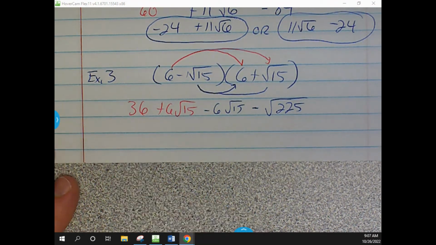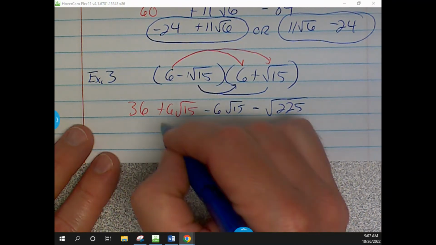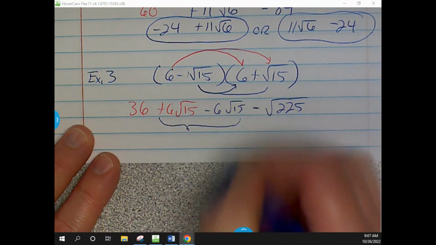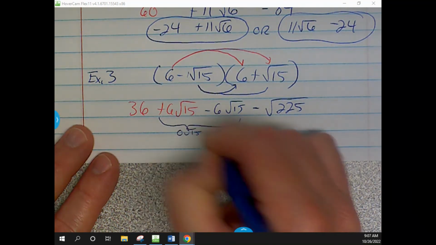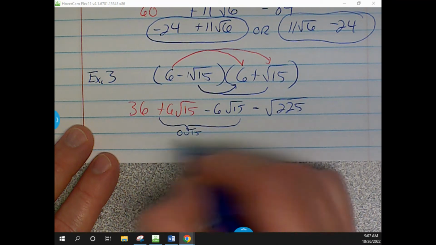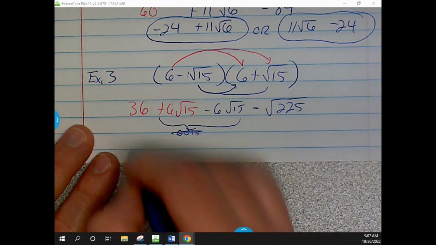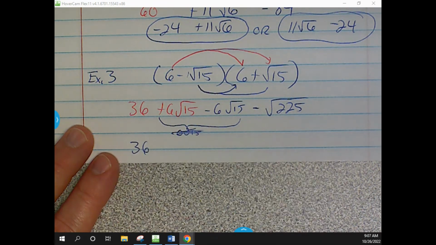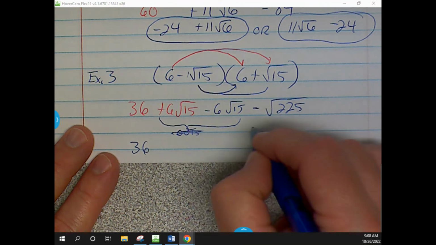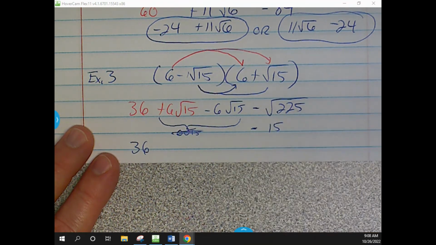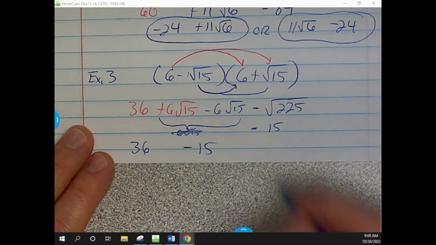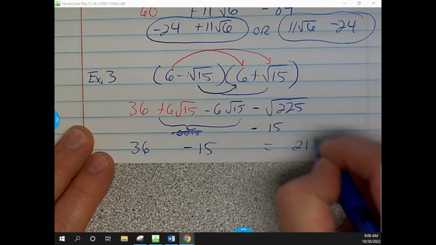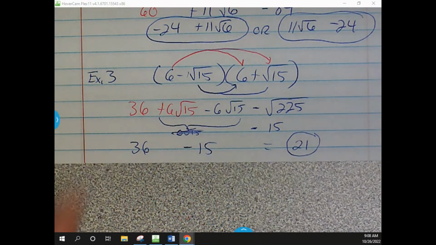All right, so 36 is good. But what happens with 6 minus 6, right? Yeah, so that's like having 6x minus 6x. That's going to be 0 times square root of 15. But if that's 0 times square root of 15, that's just 0, right? It's just gone. So it's 36. And then the square root of 225 is 15. So that's really just 36 minus 15. So the answer is just 21.